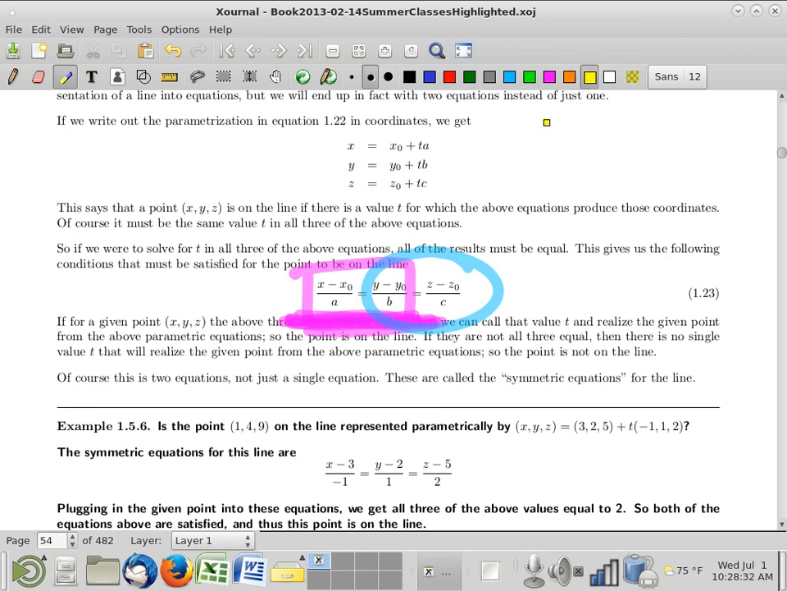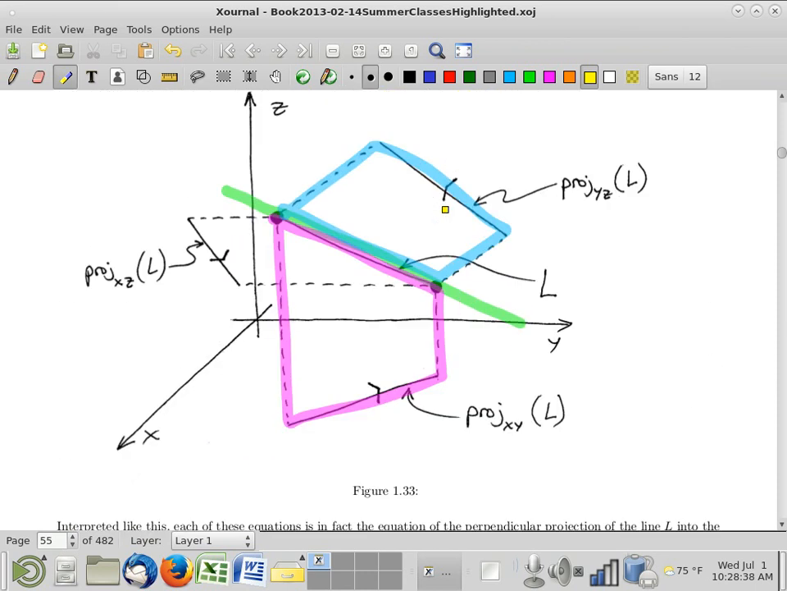let's see here, I'll use yellow. That equation, that's a plane containing the line parallel to the y-axis. So the symmetric equations are, in fact, and it's kind of a cool fact, the symmetric equations for a line are describing the three axis shadow planes that all come together to describe that line. It's geometrically interesting. Everybody happy with that?